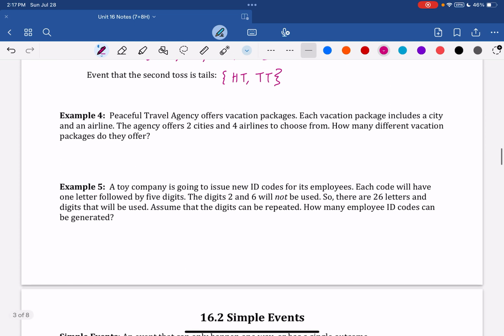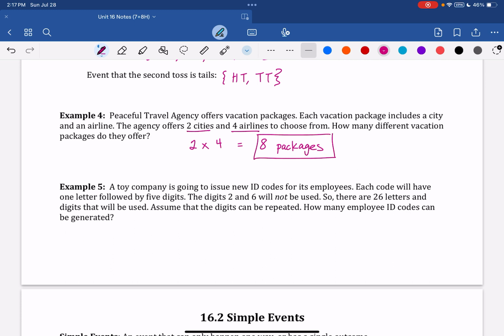Peaceful Travel Agency offers vacation packages. Each vacation package includes a city and an airline. The agency offers 2 cities and 4 airlines. How many different vacation packages do they offer? Well, our first possibility is 2. Our second possibility is 4. So that means there's 8 total packages. Okay, that's using that fundamental counting principle.